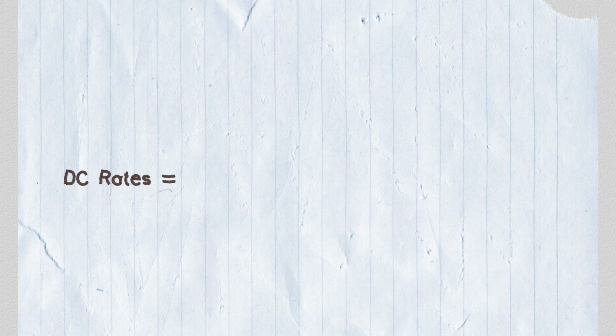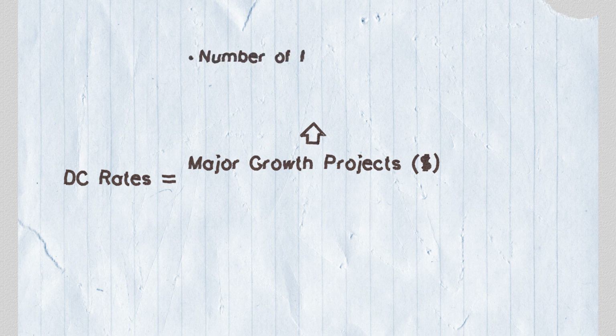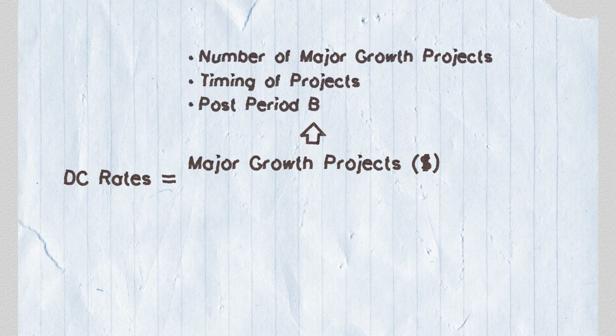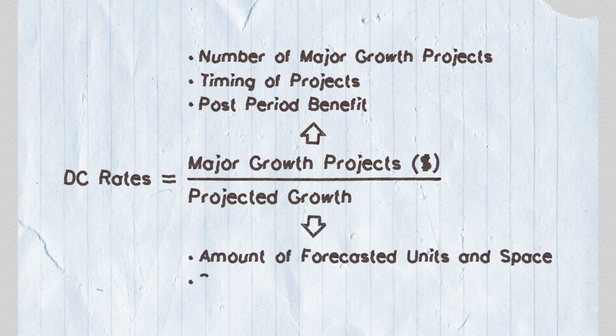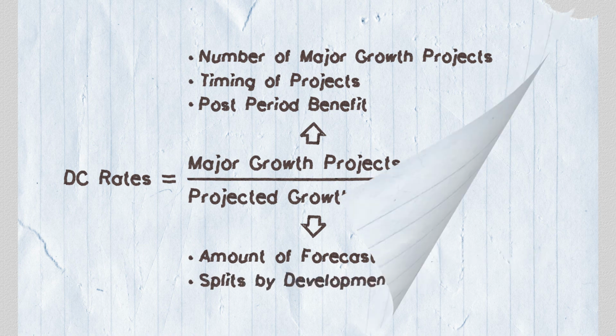The total dollar value of all major growth projects, which is made up of the number of major growth projects, timing of projects, and post-period benefit, as well as other factors. This is then divided by the projected growth to be sparked by projects, which is made up of the amount of forecasted units in space and splits by development type.